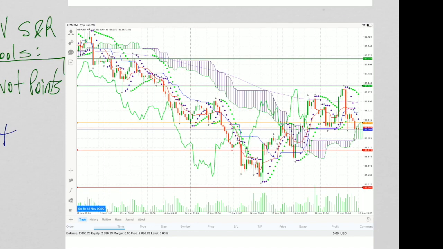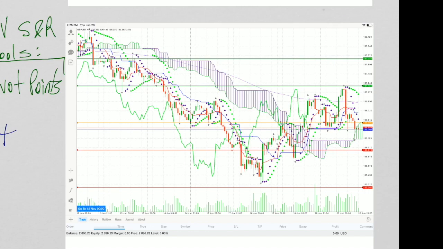But what pivot points do is it's a mathematical equation based on the price history that's going to plot 7 areas of support and resistance for you. 3 of those areas are going to be resistance. 3 of those areas are going to be support. And then you're going to have 1 area in the middle called the pivot point.